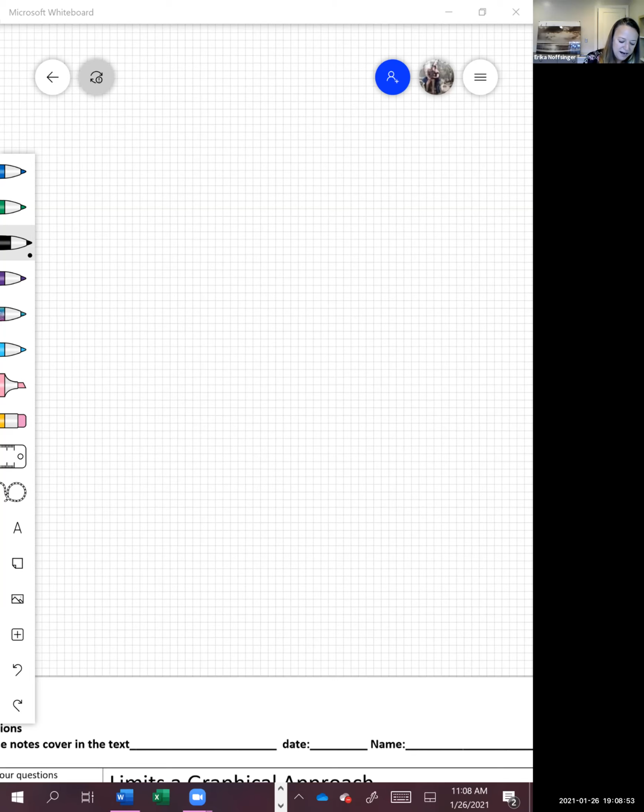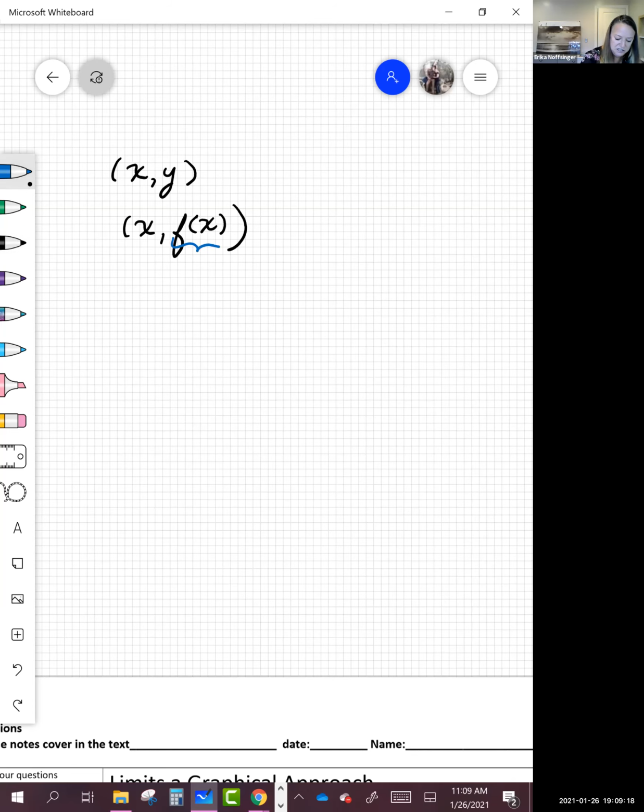So recall when you're writing a point, right? Two variables, we could write it as xy. Well, we're going to use pretty much function notation, and so instead of y, a lot of times we're going to write that as f of x, g of x, h of x. So f of x notation is the same thing as the y value of your point.